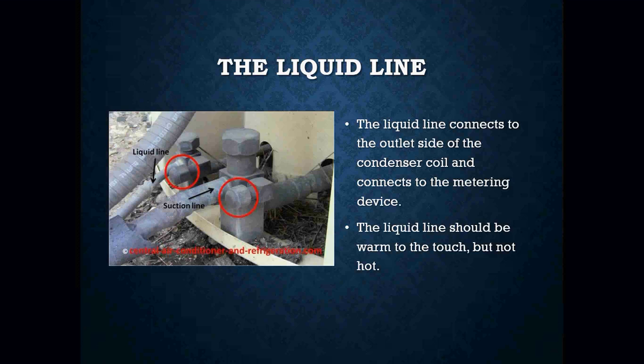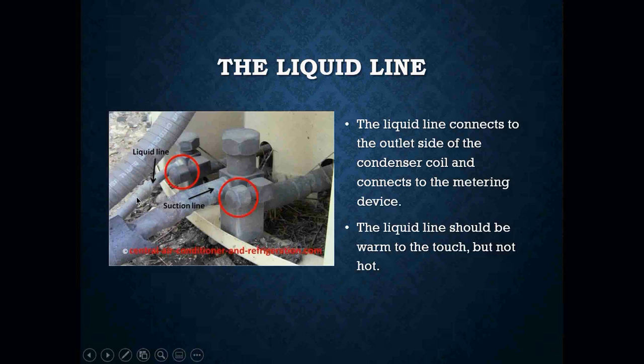The liquid line connects the outlet side of the condenser coil to the metering device. So when you're looking at the outdoor unit, you're going to see two pipes sticking out of it. The smaller line is my liquid line. The larger line that usually has insulation on it is going to be my suction line. That's where the refrigerant actually gets returned back to the compressor. Okay, so here is my liquid line. The liquid line is going to be, or should be, warm to the touch but not hot. Okay, this is where we are at our high pressure, high temperature, subcooled liquid.